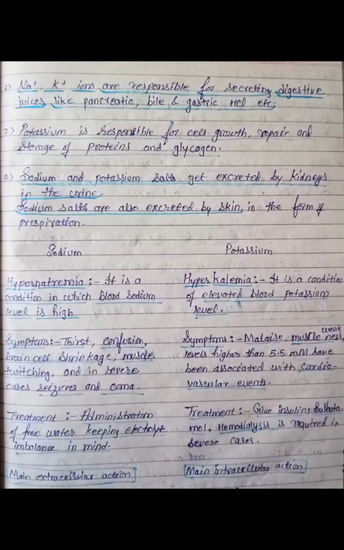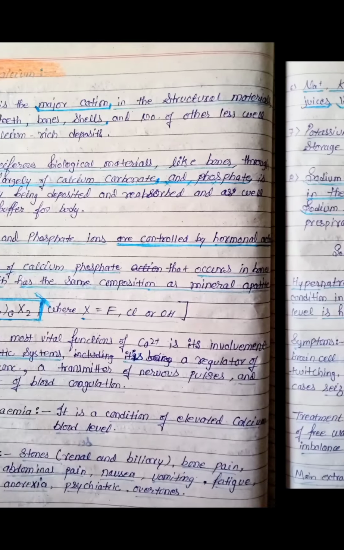In potassium, symptoms of hyperkalemia are malaise and muscle weakness. Levels higher than 5.5 mM have been associated with cardiovascular events. Treatment is to give insulin and salbutamol. Hemodialysis is required in severe cases. Potassium is the main intracellular cation.